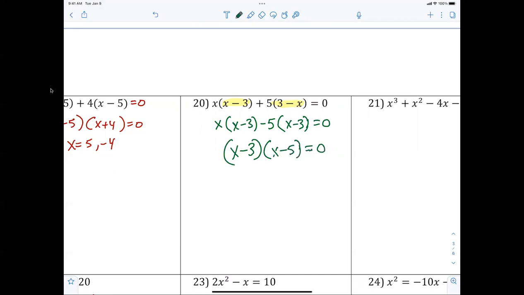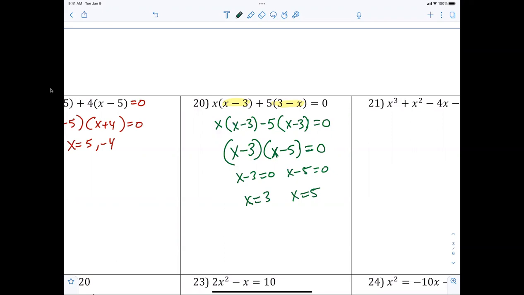You have to write the first step. We can just automatically. Yes. Now you write the factors equal to 0. And so x equals 3 or x equals 5. Any questions?